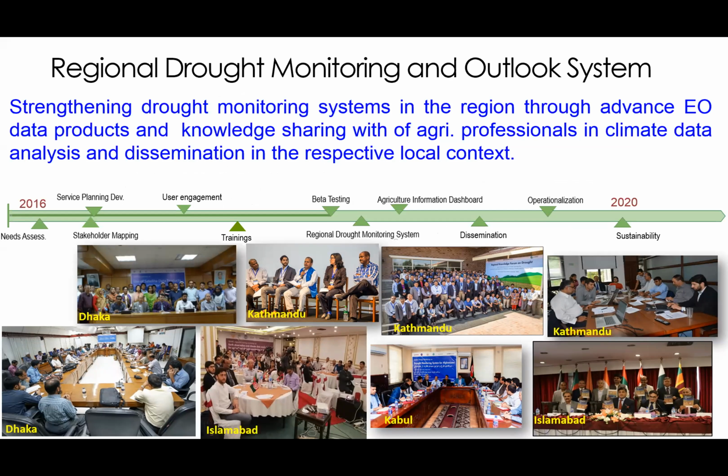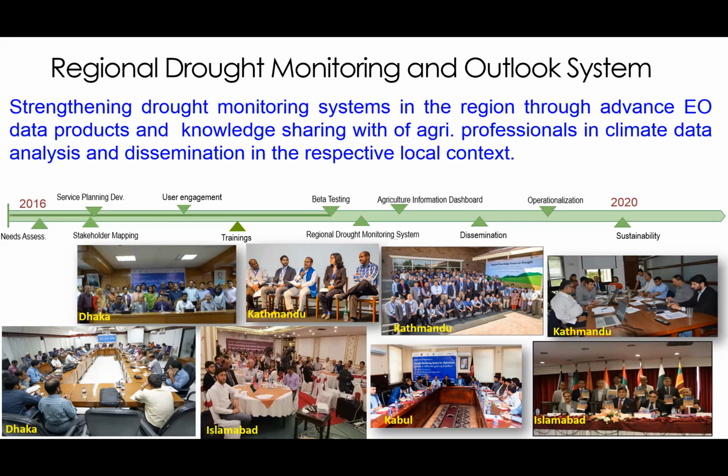So when you want to put a drought monitoring system in place, you need to engage with the local institutions, and then you need to customize the tools so that authorities can use them more effectively without going into the data processing and all kinds of complexities of earth observation or climate modeling. So during the last 4 years, we have developed a regional drought monitoring outlook system with special emphasis on Bangladesh, Afghanistan, Nepal, and Pakistan.